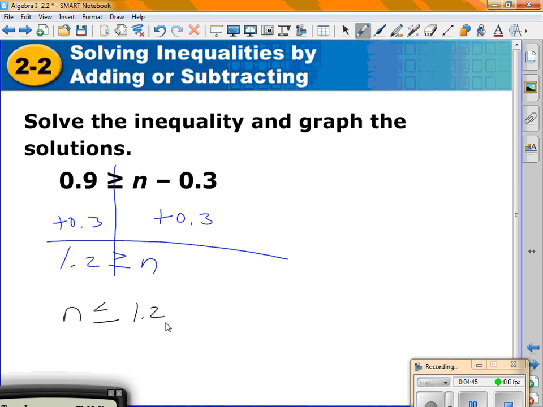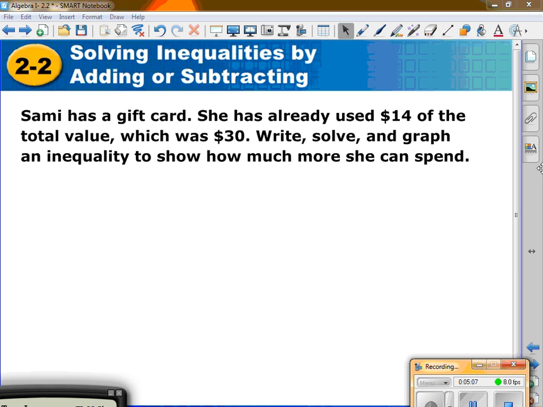And that's it. If I flipped an equals, what does an equal look like when I flip it? An equals. But when I flip a less than, it becomes a greater than. When I graph this, ghetto graph, 1.2. This dot is solid, and it goes to the left. All right, on this problem.